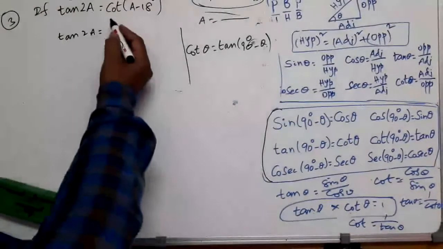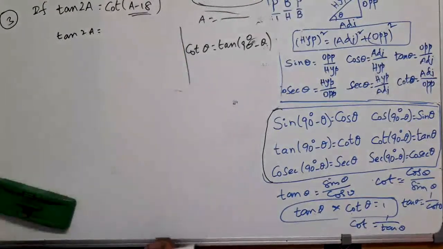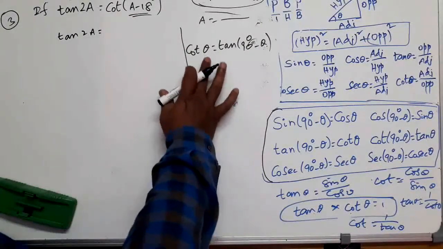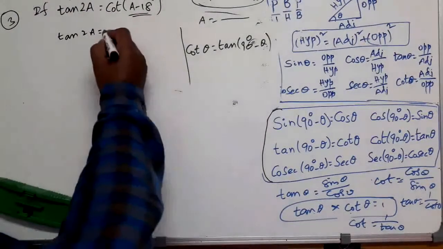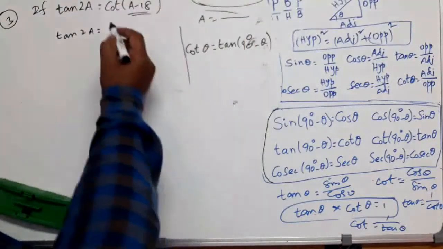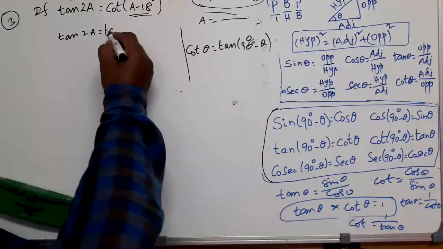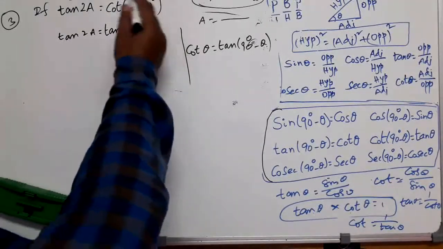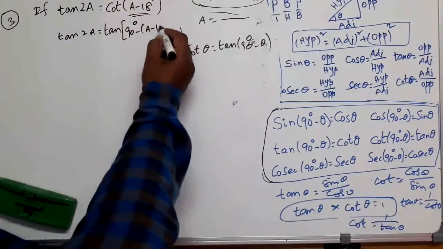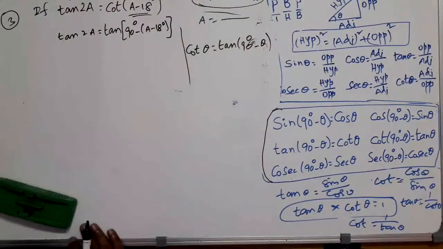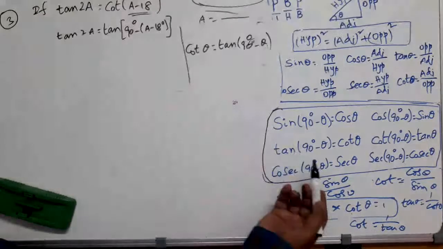Now this is theta: A minus 18 degrees. Cot of something, this something is theta here. So this can be written as tan of 90 degrees minus this something, that theta, A minus 18 degrees. Can I write like this or not? Yes, using this formula.